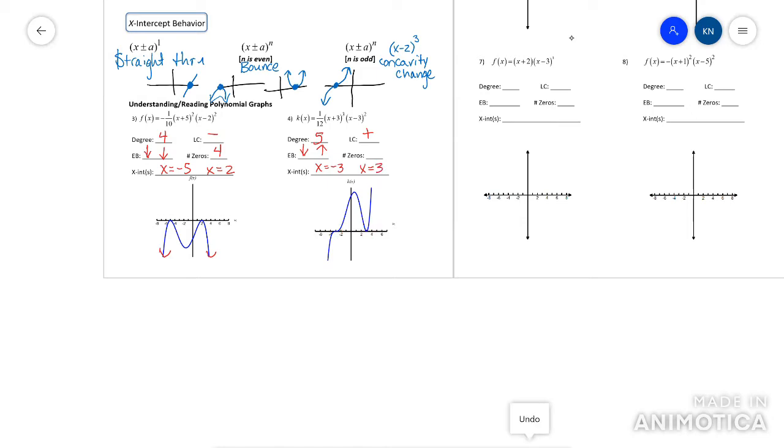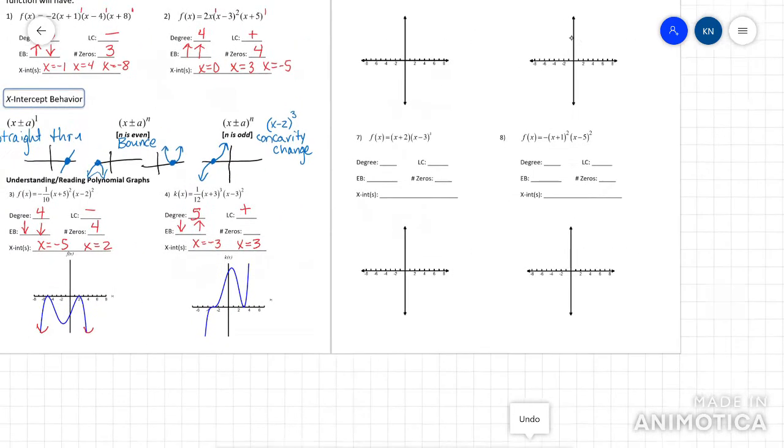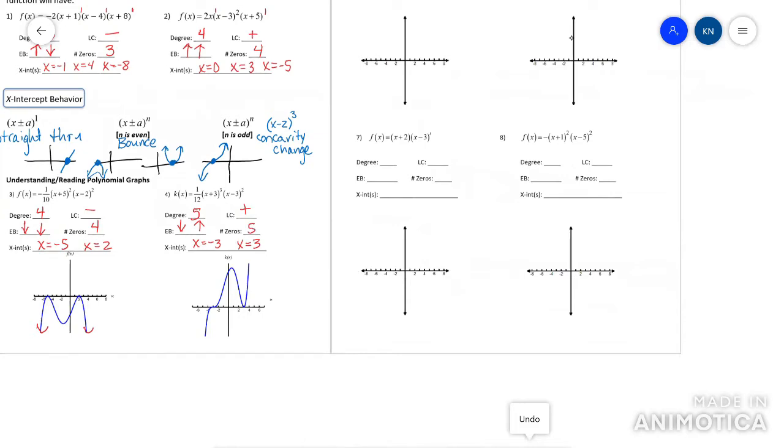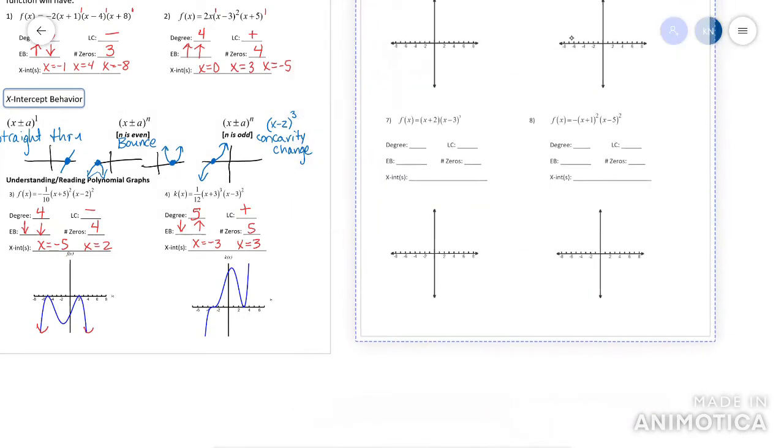Now the one at negative 3 right here, notice it has an exponent of 3. That's why it's doing this concavity change there. And the one at positive 3 has an exponent of 2. That's why it's bouncing there, not cutting straight through. Oh, and sorry, zeros, the number of zeros make it match degree, 5. Let's move right along.